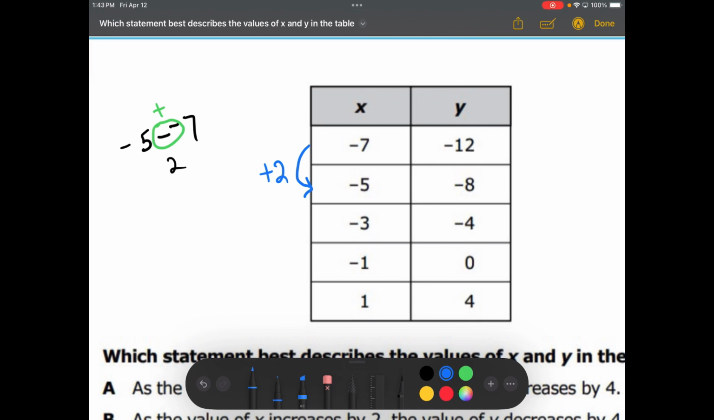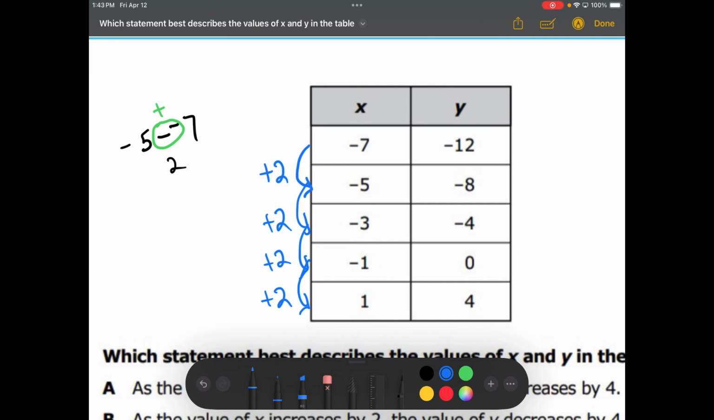Let's do -5 plus 2. Does it give me -3? Type it in. Check it. -5 plus 2. Does it give me -3? Yes. So that means this is also increasing by 2. Okay, now do -3 plus 2. Does it give me -1? Indeed it does.